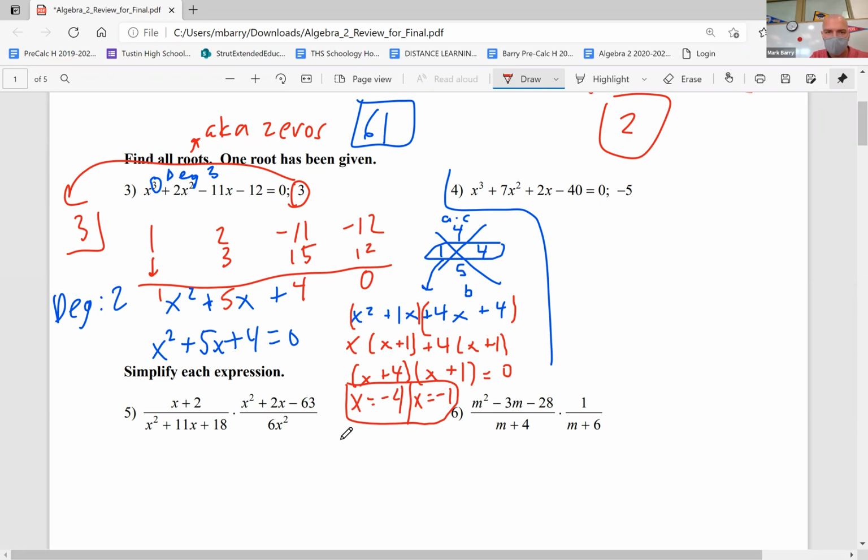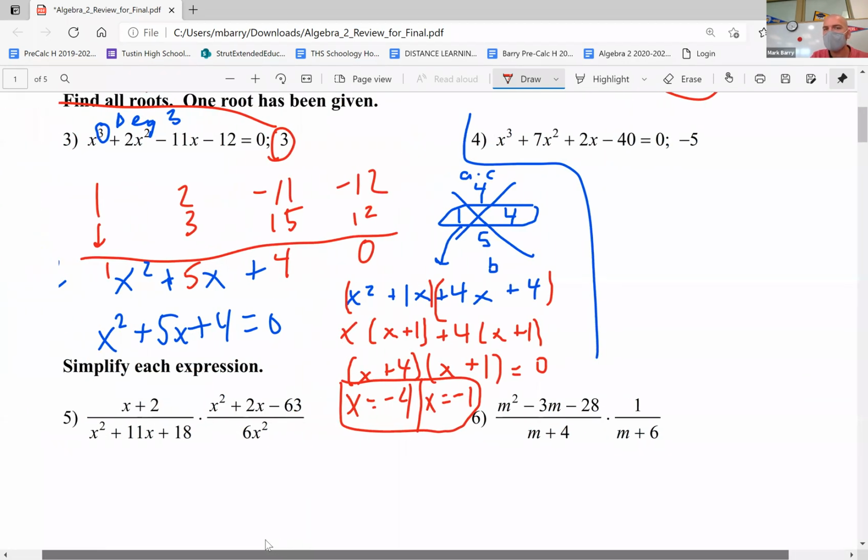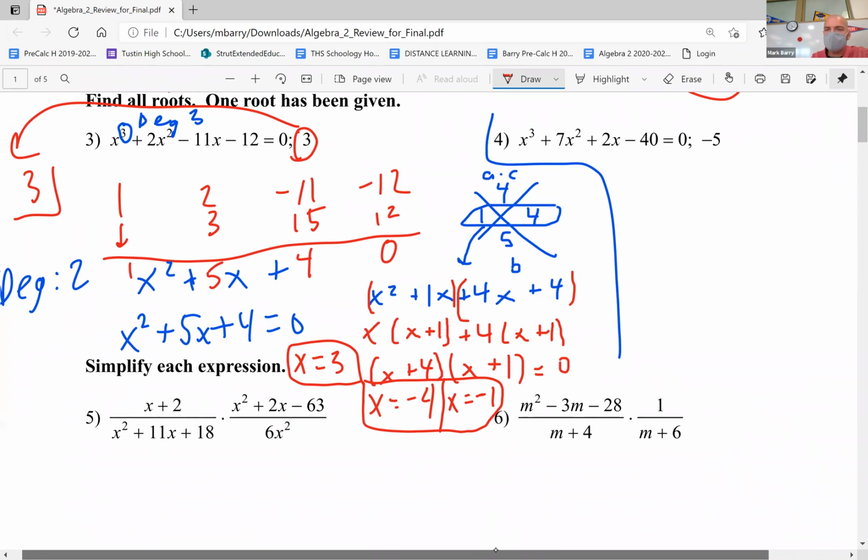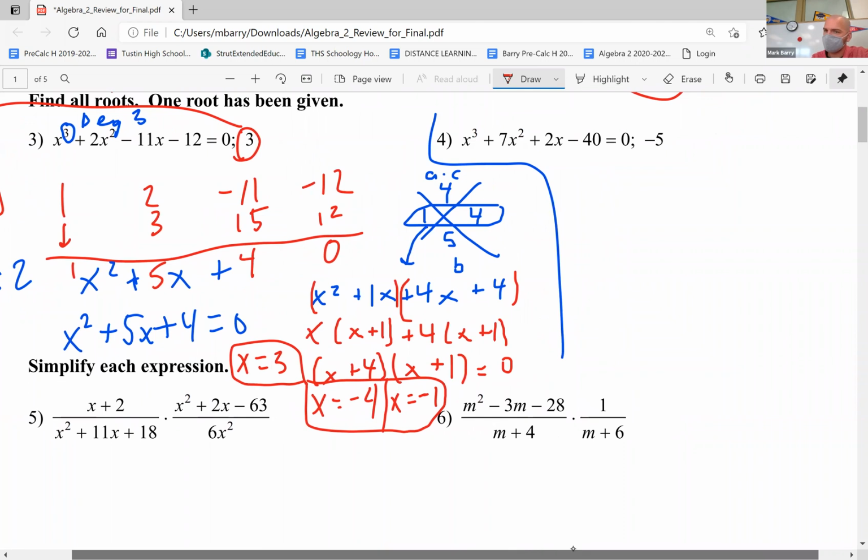Except there's actually one more answer. And the other answer is the answer they originally gave me, which was x equals 3. So we get 3 answers there: the original one they gave you plus the 2 that we got from factoring, okay? That's a lot, and it takes a lot of space. I should have given you guys more space for that. My bad.